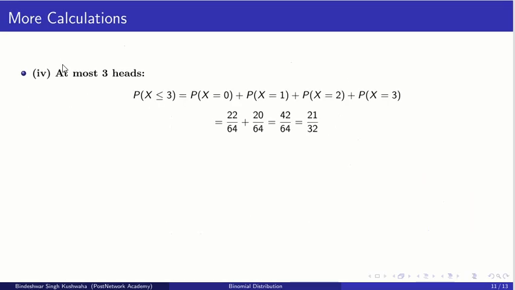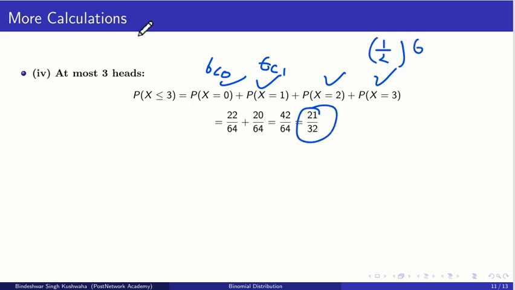Let us see another question. At most 3 heads. That means less than or equal to 3, so 0, 1, 2 and 3. Again you will add all the terms. Here 6C0, 6C1 and so on. You will add after multiplication by 1 upon 2 raised to 6, and you will get the result 21 upon 32.